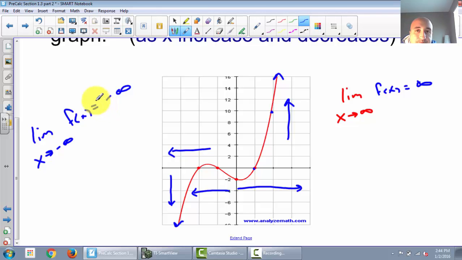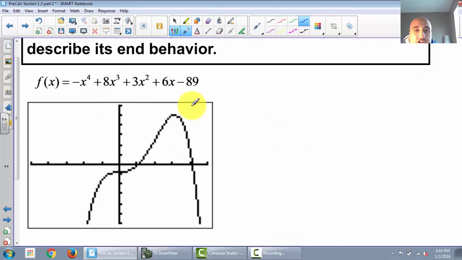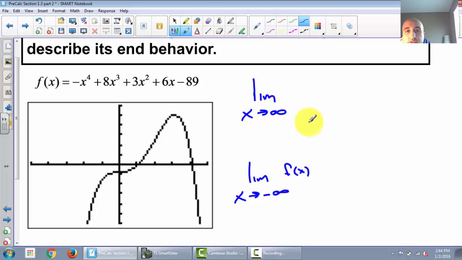All right. So let's do a couple examples on this. It says use the graph of the following function to describe its end behavior. So we have this big function here. I had to change my window, but this is what I got. All right, so we have two answers here. We want to know what the graph is doing as x approaches positive infinity, and we want to know what the graph is doing when we approach negative infinity. So we always finish it with f of x.